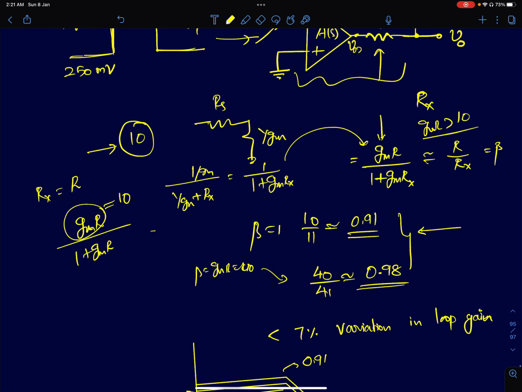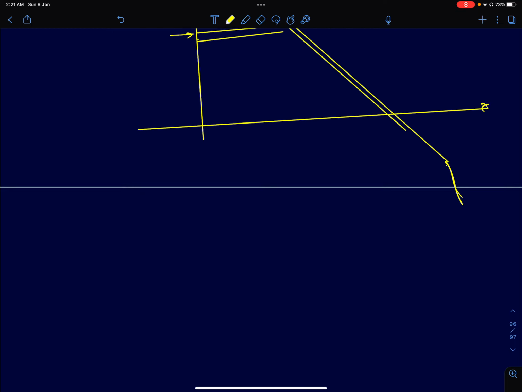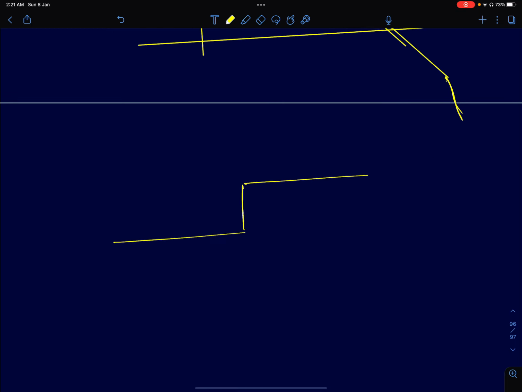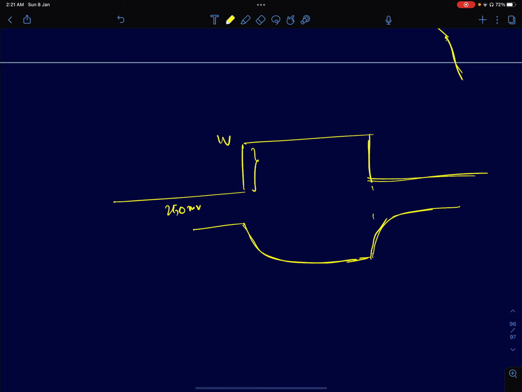So after I do this fix, after I add this resistor in feedback, the response is going to look something like this. I had the step response for this step from 250 millivolts to 1 volt. The step response is going to look like a first order settling. And similarly, I can expect a near symmetric waveform for the negative step as well. So this is a positive step, this is a negative step. The step response will look nearly identical.